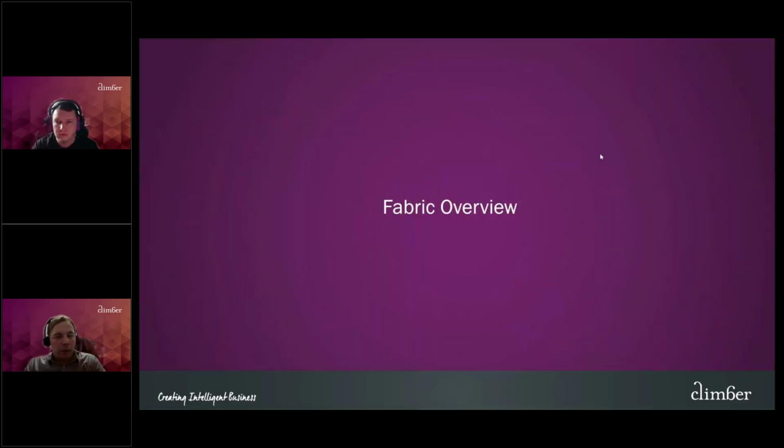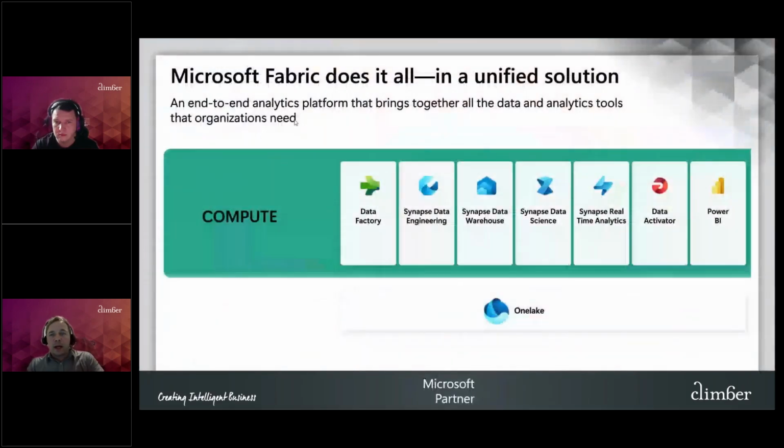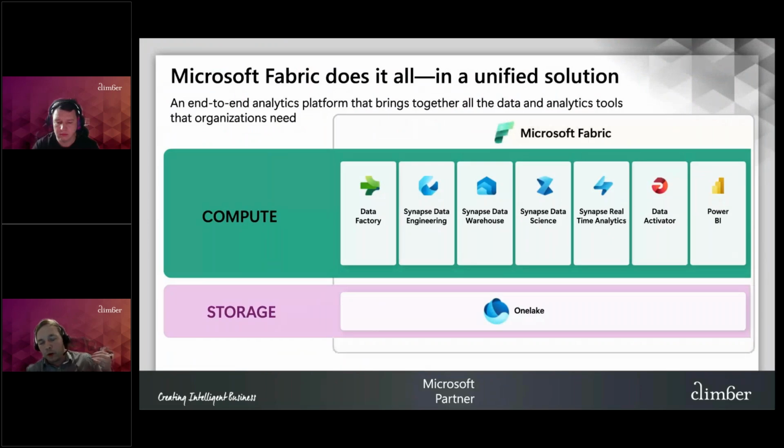So, Fabric overview. Fabric does it all, in one unified solution. But before Fabric was launched, Microsoft had lots and lots of different BI products and data warehousing products, but they were all licensed separately and all over the place in Azure. What Fabric has aimed to do is make all those products talk to each other a lot easier, but also license the products a lot easier as well. So if you buy a Microsoft Fabric license, you get access to all of these products as part of that.